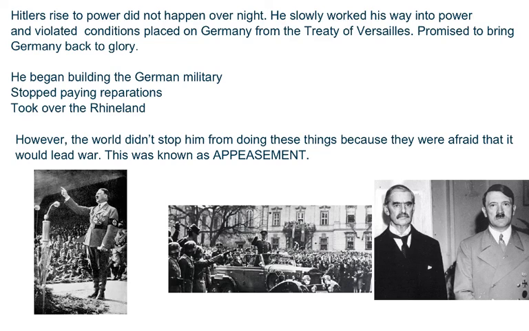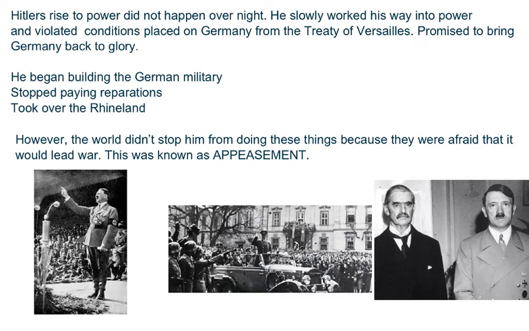Unfortunately, Hitler's power didn't happen overnight. He slowly worked his way into power, and he violated conditions placed on Germany from the Treaty of Versailles. We'll get into why he was elected into power and so forth in a different video, but just know that he promised to bring Germany back to glory. He used people's emotions to get what he wanted. He told them, hey, we were mistreated after World War I. With me as your leader, we will go back to being the number one country in the world. People will bow down to us. He basically told them what they wanted to hear, and at the time, Germany really needed that.